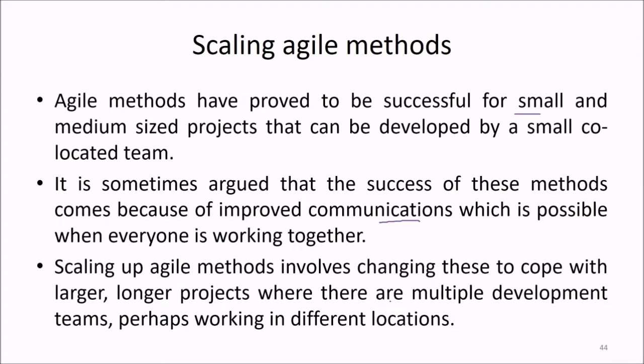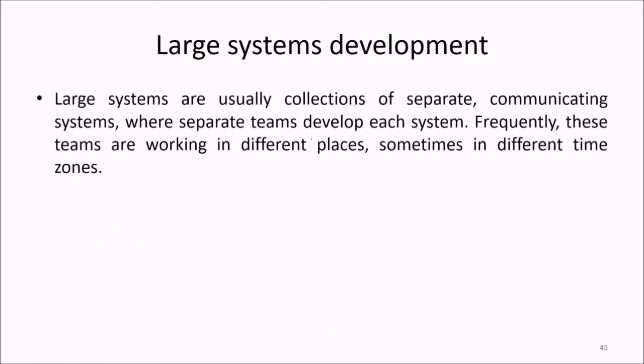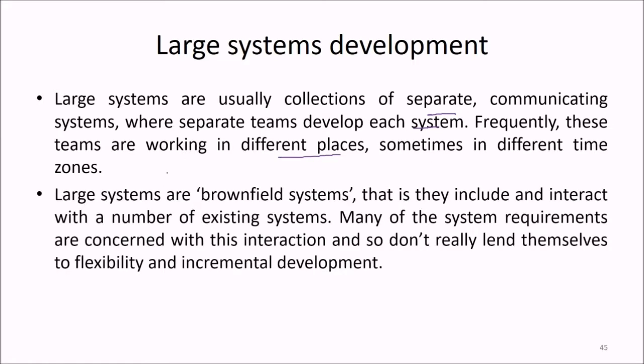But scaling up agile methods includes changing them to cope with larger projects where there are multiple development teams, perhaps working in different locations. This is how we are talking about scaling of agile methods. Large system development usually involves a collection of separate communicating systems, where separate teams develop their own system, and frequently these teams are working in different locations, sometimes in different time zones.